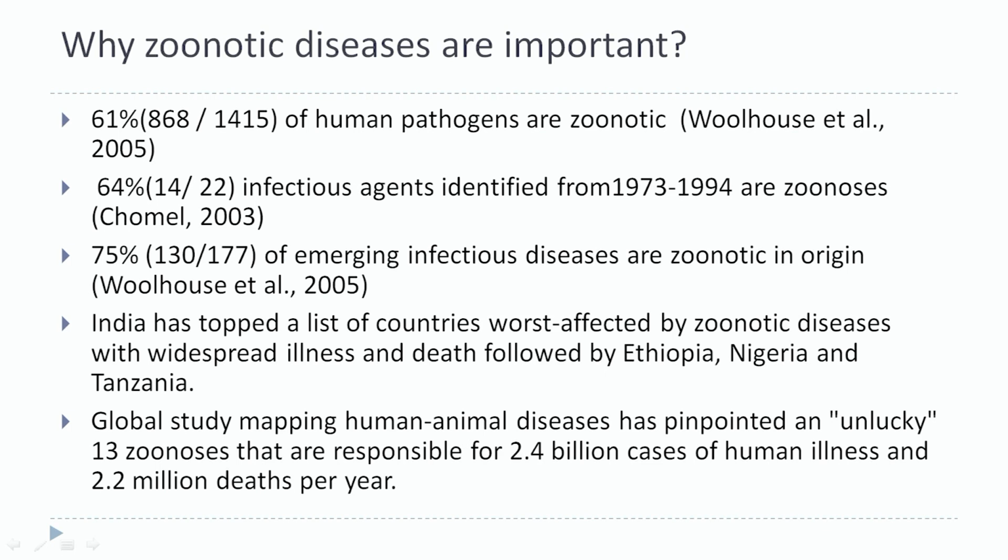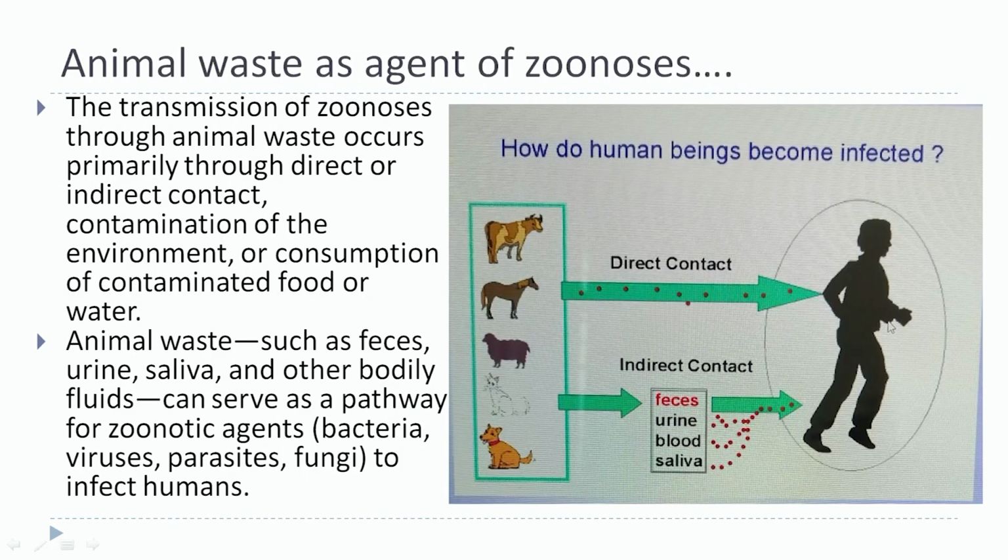A global study mapping human-animal diseases has pinpointed 13 unlucky zoonoses that are responsible for 2.4 billion cases of human illness and about 2.2 million deaths per year. So because of that, there is a need for discussion of the different zoonoses that are spread by animal waste. What are the different ways through which these zoonoses are transmitted?